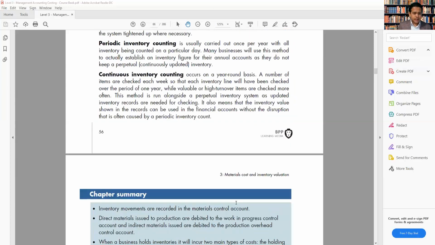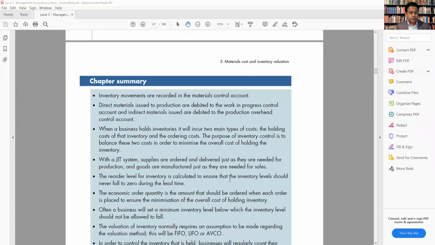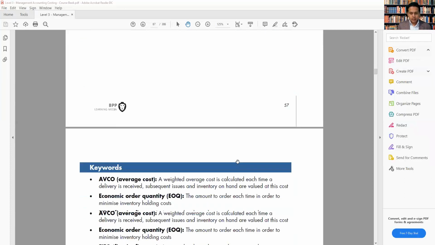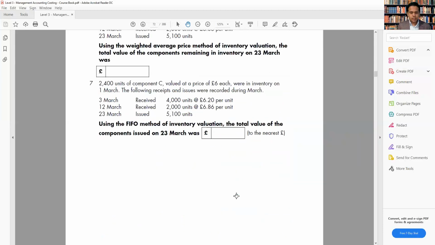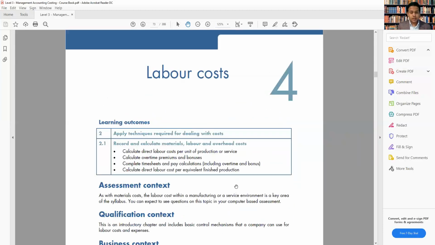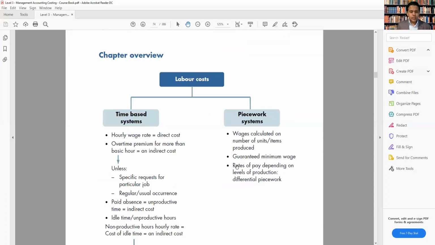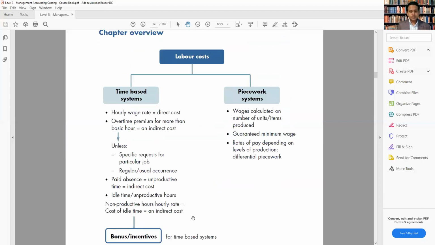next area. This is like the end of the chapter, so we can move to the next chapter, and that will be our chapter number 4. Let's move on to chapter number 4 and have a look what we have here. In chapter number 4, the chapter is called labor cost. Now, before you start the labor cost, let's talk about the chapter overview, what we have here.